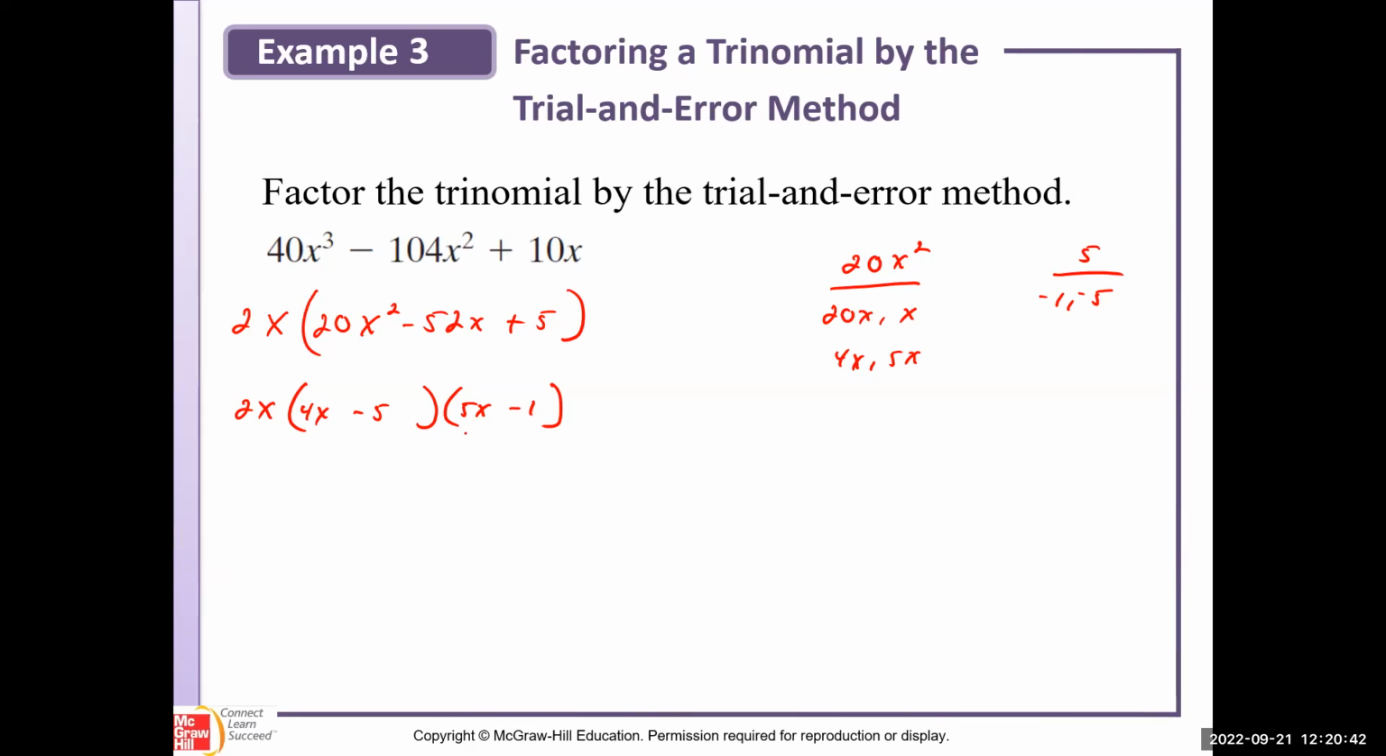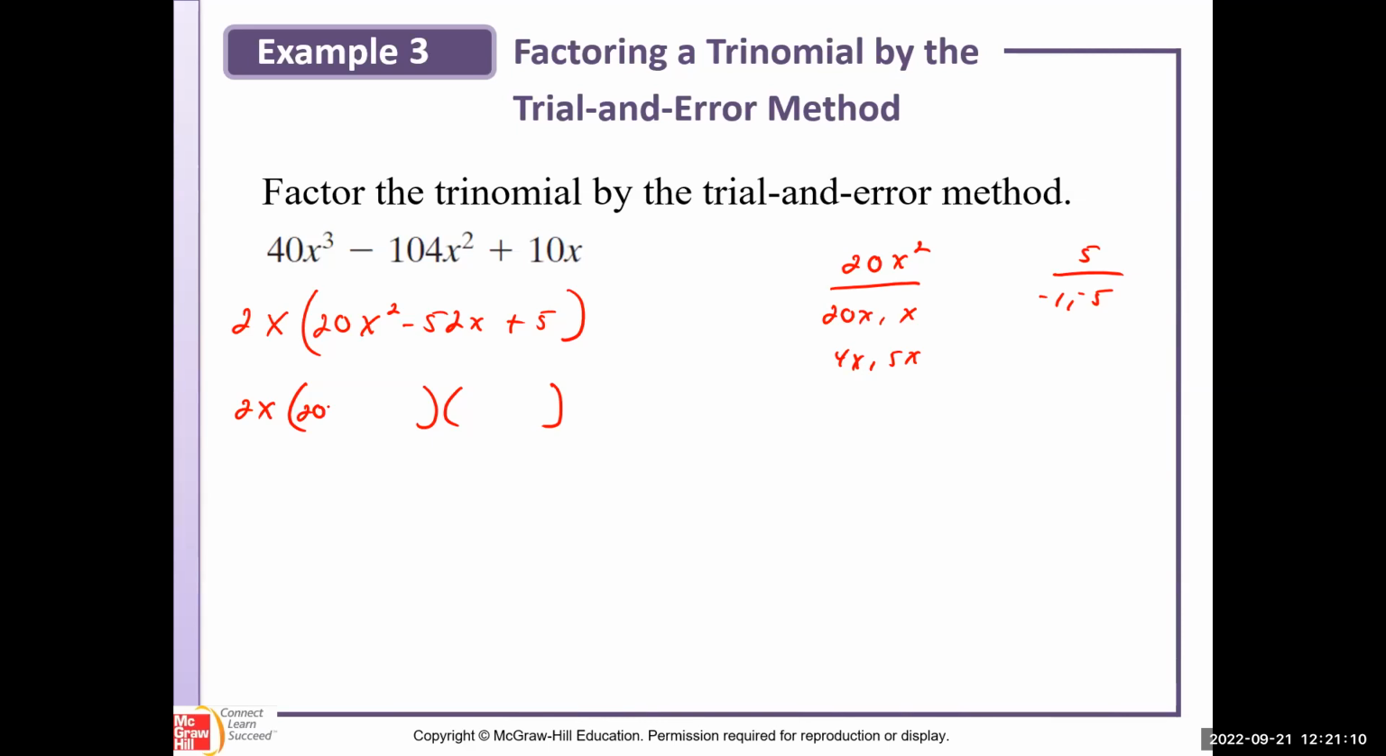So 4x and 5x is going to be my 20x squared. 4x times -1 is -4x. -5 times 5x is -25x. And that's going to be a +5. So you can see here that I'm going to end up with -29x, which is not what I need. And so therefore that combination is not going to work for me, simply because it's not something that I can use.